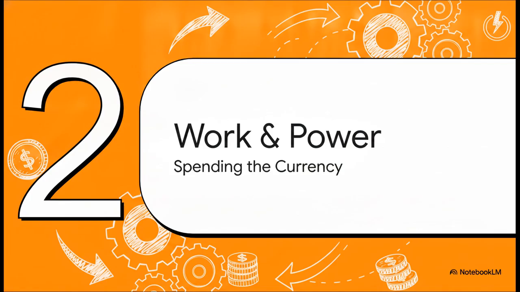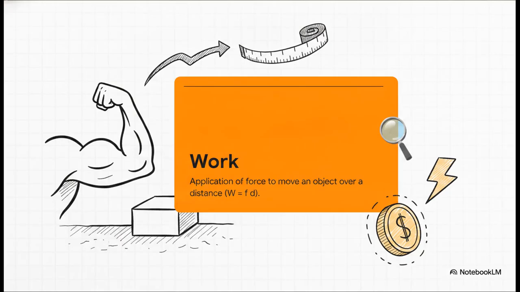Which brings us to part 2, doing work and generating power. Spending the currency. Now, in physics, work has a very strict literal definition. You must apply a force to move an object over a distance in the exact direction of that force. The formula is just work equals force times distance, meaning if you aren't actually moving something by pushing or pulling it, you aren't scientifically doing work, no matter how exhausted you might feel. You are only spending your energy currency if physical distance is being covered by your force.